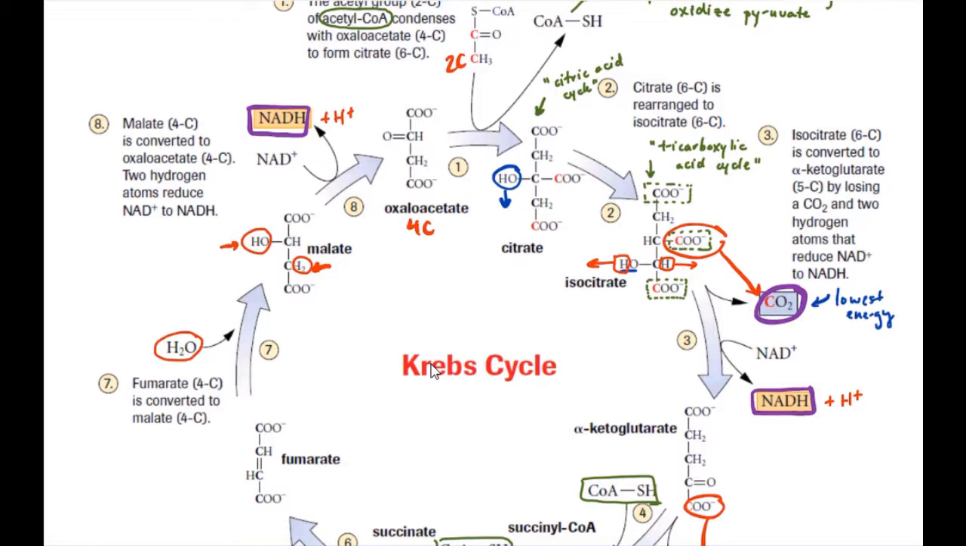And then pyruvate has more energy than acetyl-CoA because it has 3 carbons, not 2. And of course, carbon dioxide only has 1 carbon. So there isn't even a bond between another carbon there. Okay. So make sure that you understand that the highest energy would be the beginning molecule, the glucose, and the lowest possible energy would be CO2.